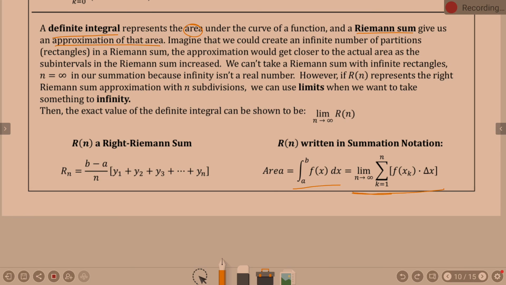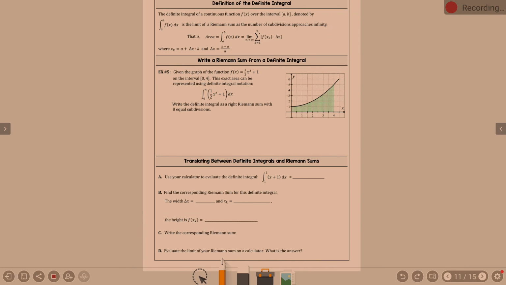Okay. Where are we at? I'm trying to think. I started talking about this page, but I don't know if we can really get into example 5. So this is probably where we will pick up Monday. So the definition is up there. Definite integral of a continuous function over the interval a to b. You keep seeing that. You probably don't understand it a lot or know a lot about it, but the integral from a to b of f of x dx is the limit of a Riemann sum as the number of subdivisions approaches infinity. So what you just saw on the other page. Area is this integral. It's also this limit, where x of k and delta x are defined.